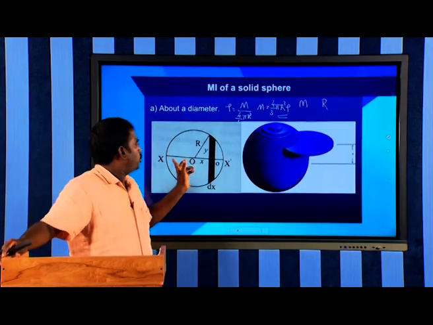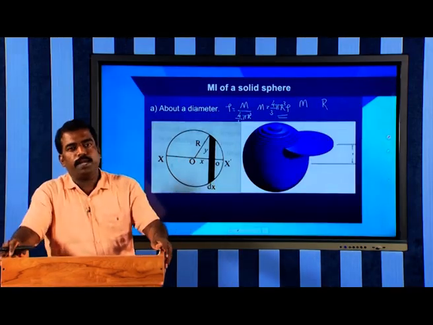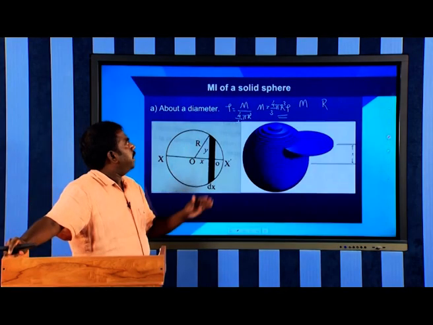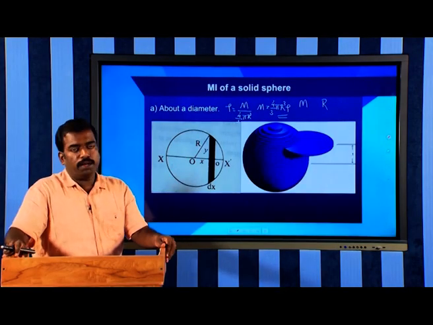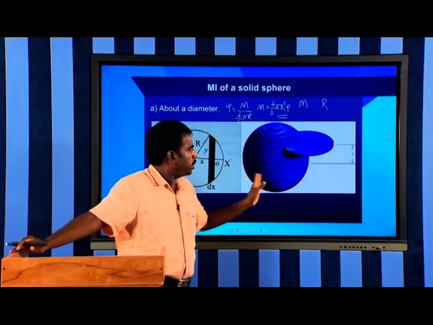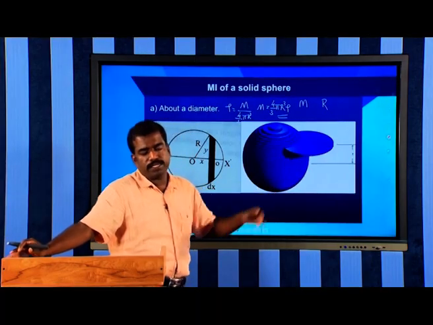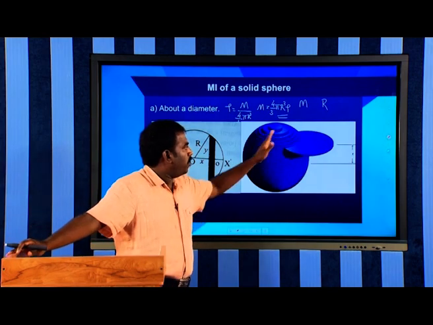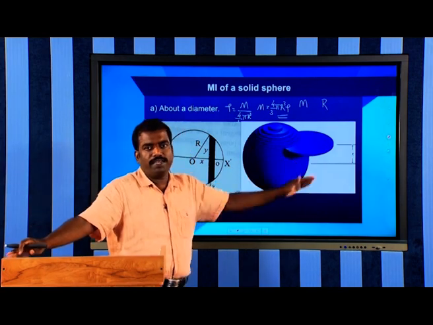Here X X dash is the diameter of the sphere, about which we need to find out the moment of inertia. We imagine the sphere is made up of a large number of concentric circular discs. You can see different slices of different radii.